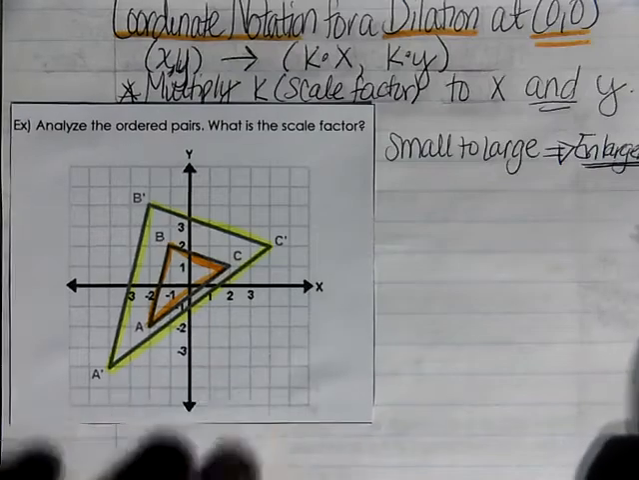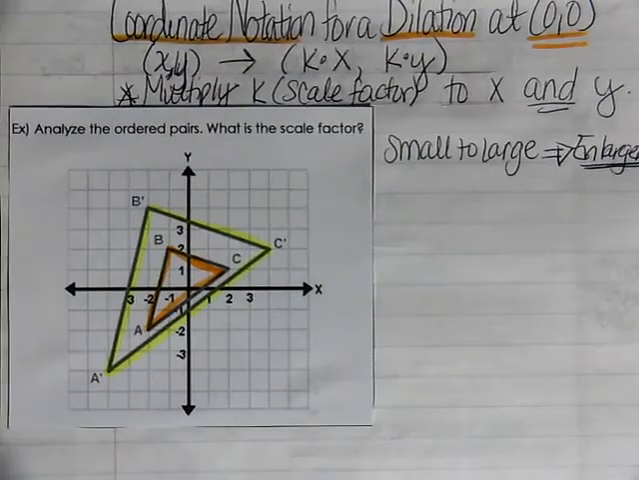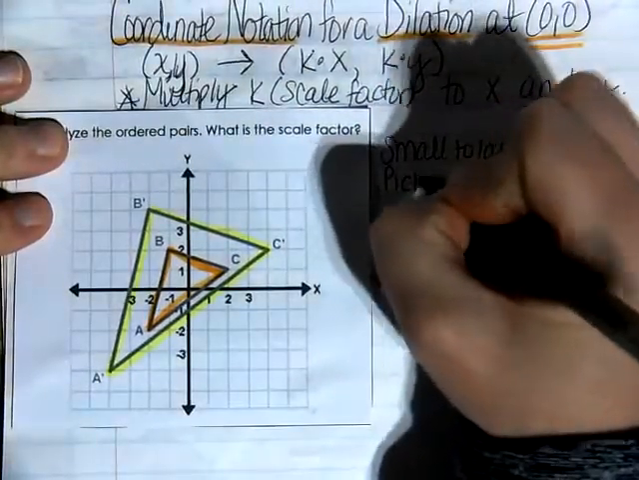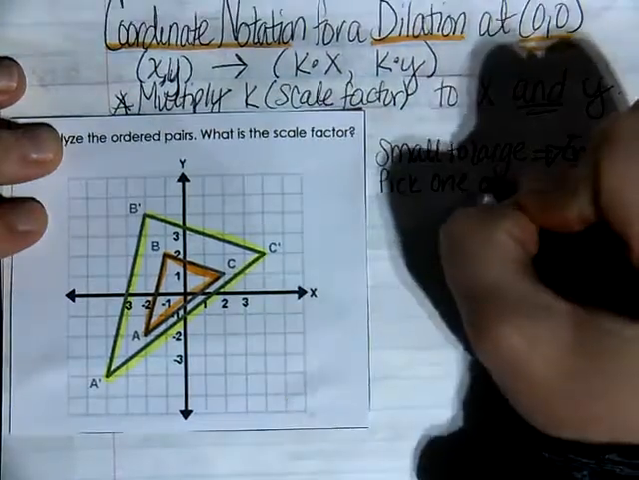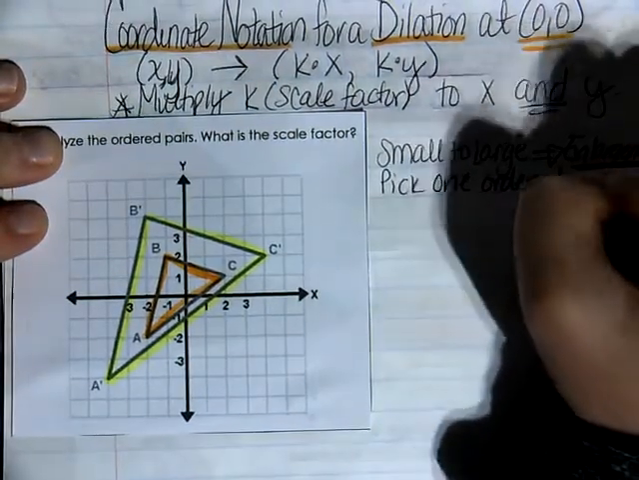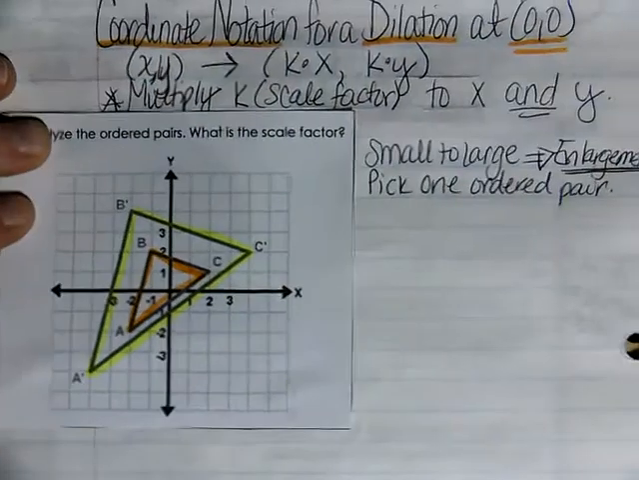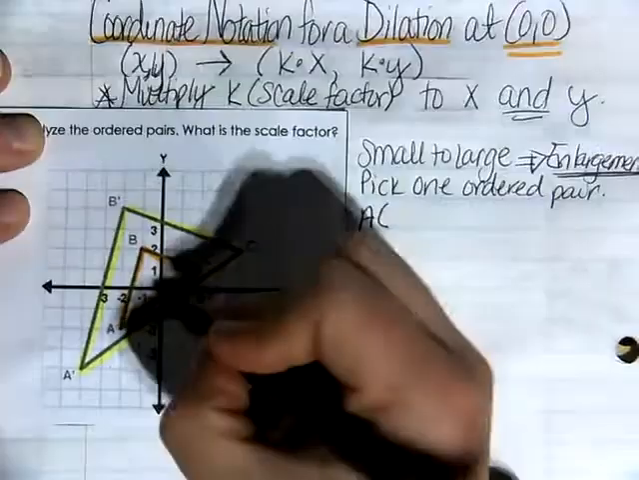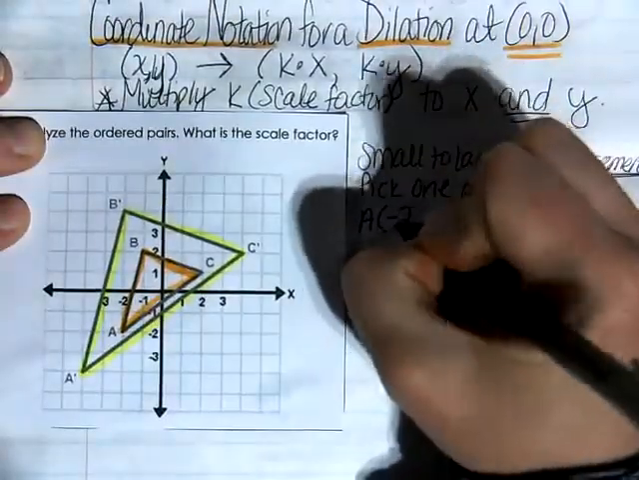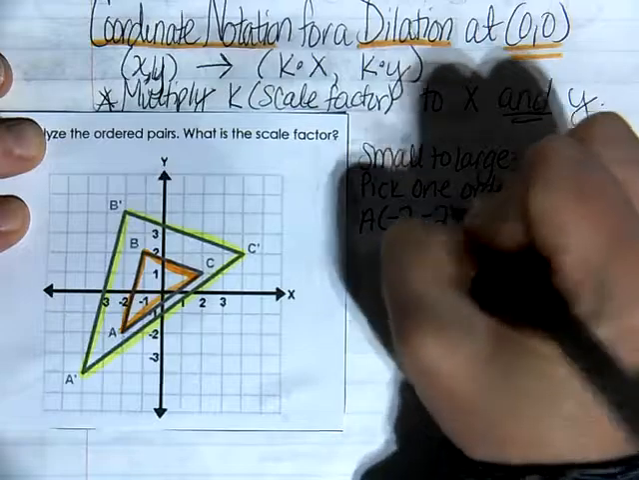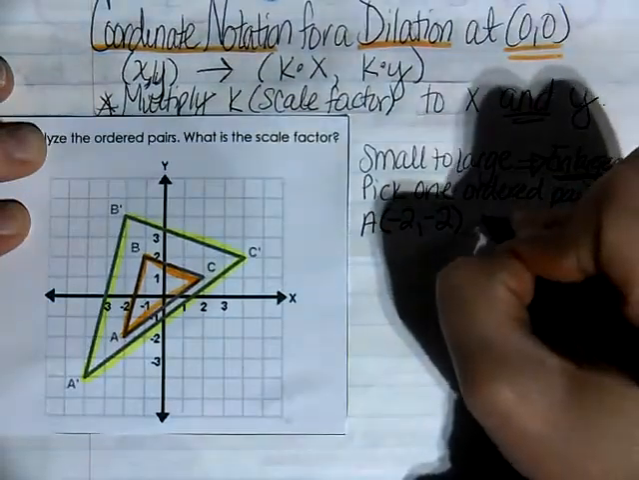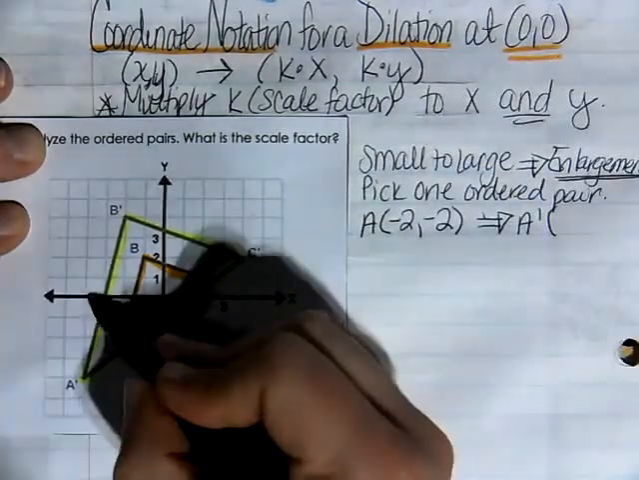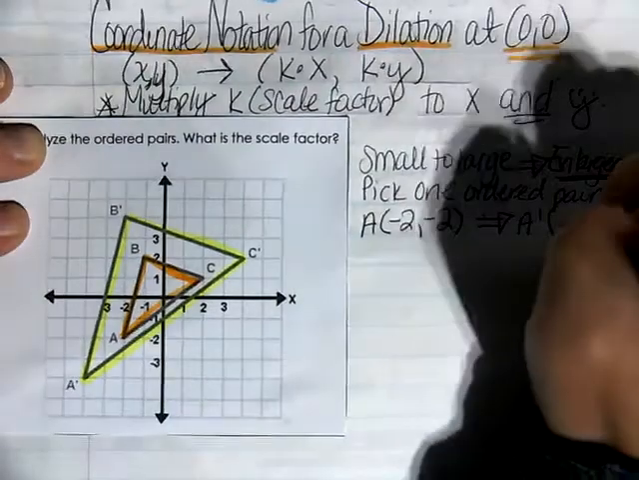So how do you find that scale factor? Well, you're going to need to look at your ordered pairs. You can look at any ordered pair, but I'm going to recommend that you pick one, and it can be of any point. Let's say that we look at A. A is located at -2, -2, and A prime is located at -4, -4.